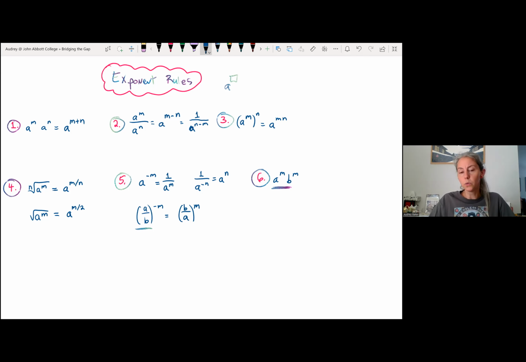Now, the last one, you'll notice it's a little bit different. Here, the thing that's the same is my exponents. I have a to the m times b to the m. Because the exponents are the same, I can actually rewrite this as a times b to the m. So in other words, that m can be distributed inside of a multiplication. All right, those are your rules.